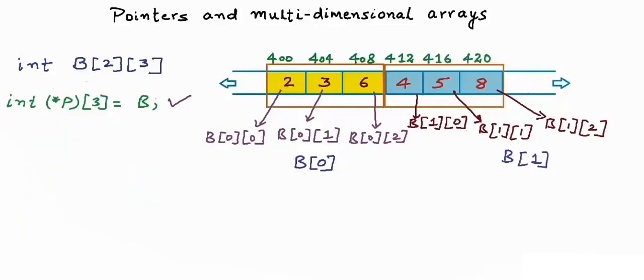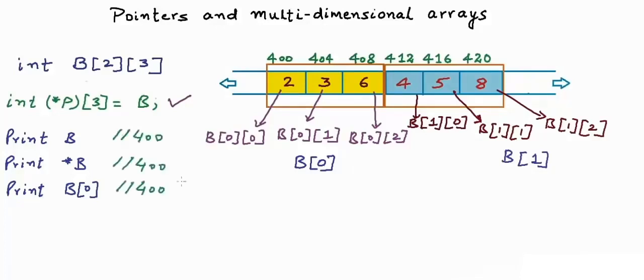Now I will write 3 print statements that I had also written in our previous lesson. I'm not writing the complete syntax for printf. Once again you need to tell me what will be the output if we would print these 3 expressions. We have P, asterisk B and B0. Well, for all these 3, output will be 400. Here when we say B, just using the array name B will return us a pointer to the first one-dimensional array in B.